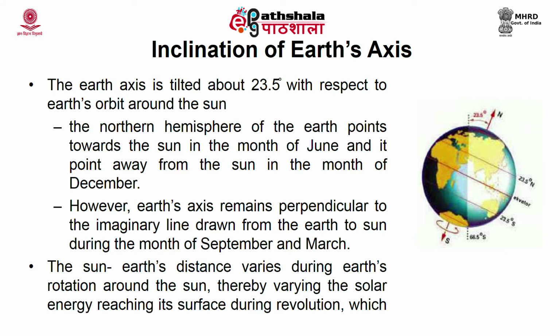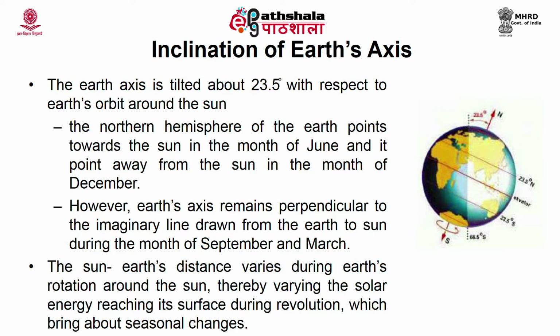So, the solar energy reaching its surface also varies. Because of this revolution, the seasonal changes occur. The northern hemisphere has summer when the earth is tilting toward the sun and winter when the earth is tilting away from the sun. So, in the months of September and March, both hemispheres, that means north and south hemisphere, are at the same distance from the sun. This is mainly equinox time. They receive equal sunshine.